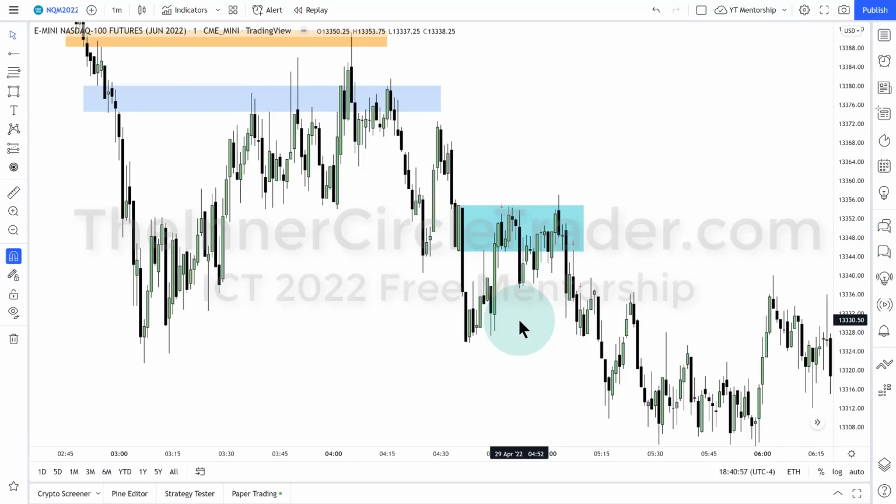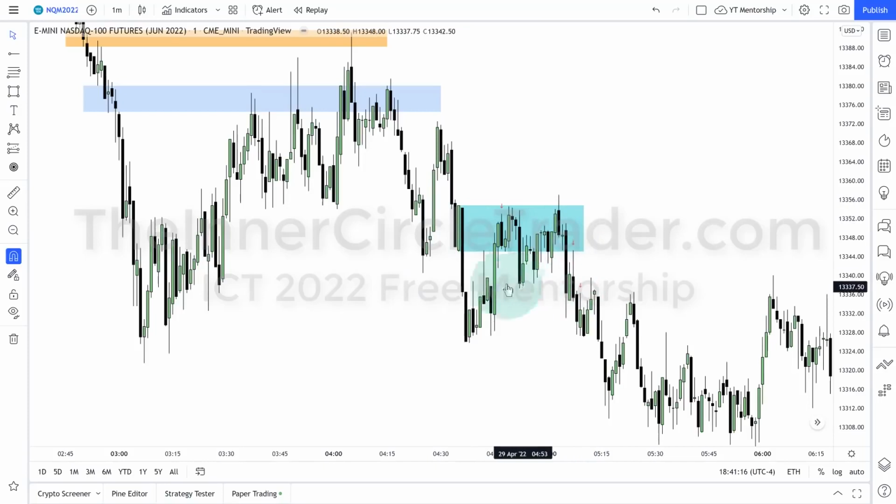There it is. All right, so the market rallies up. It stabs above the order block here, but it's just the wick. See that? The bulk of the volume and the bodies of the candles are inside that order block. Then the market does what? It breaks and shows displacement here.